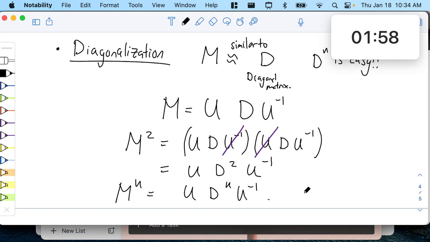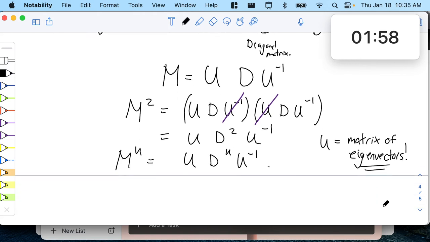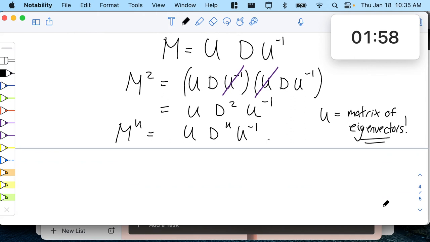So if we want D to be diagonal, the matrix U is going to be the matrix of eigenvectors. So we're going to find the eigenvectors of M, and we're going to stack them on top of each other to make the matrix U, and then we're going to calculate U inverse, and that will be the answer. We could spend a full class doing all the arithmetic of how you find the eigenvectors, but I will just tell you what they are.